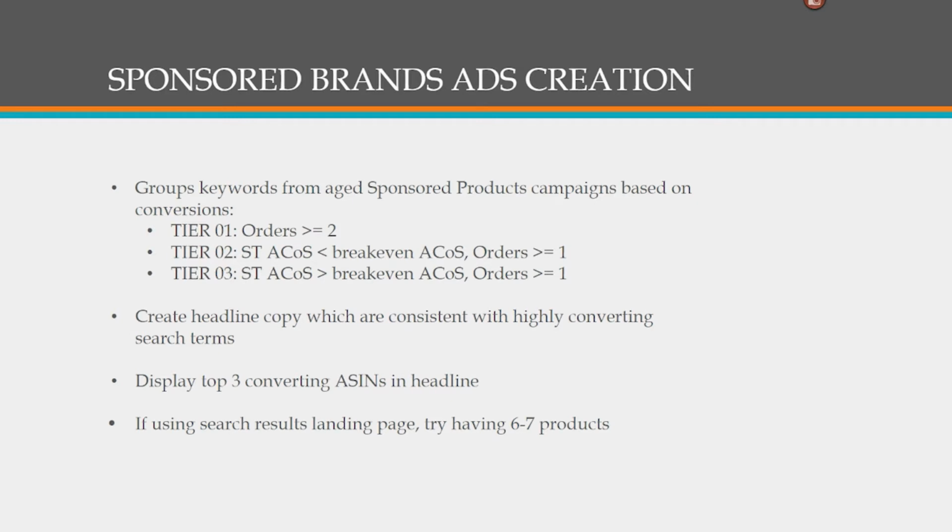But anyhow, what we want to do is find the keywords where the orders are greater than or equal to two, and then segment those into one sponsored brands campaign. Then we want to find the search terms where the ACOS is less than your break-even ACOS, and where orders is greater than or equal to one. We'll create another sponsored brands campaign based off of that. And then tier three would be search terms where the ACOS is higher than your break-even ACOS, but the orders is greater than or equal to one. So we'll create yet another sponsored brands ad campaign for that.